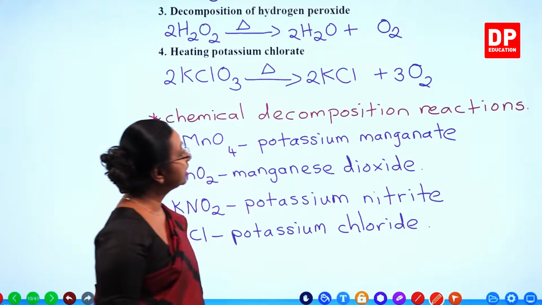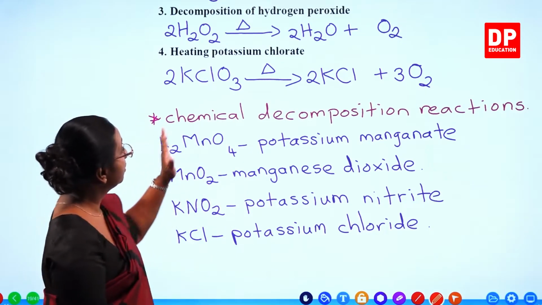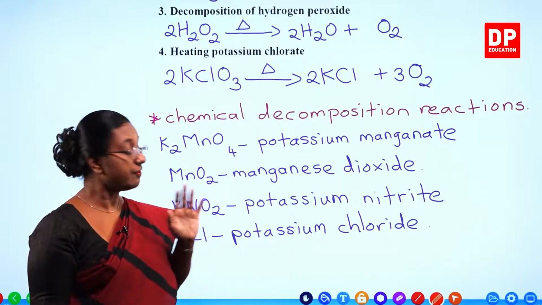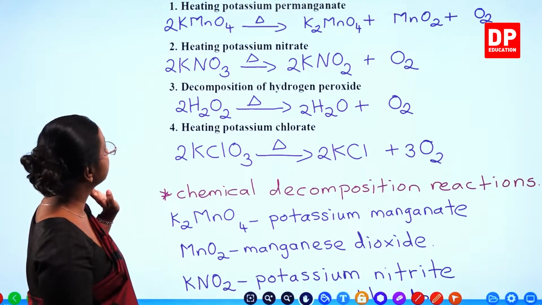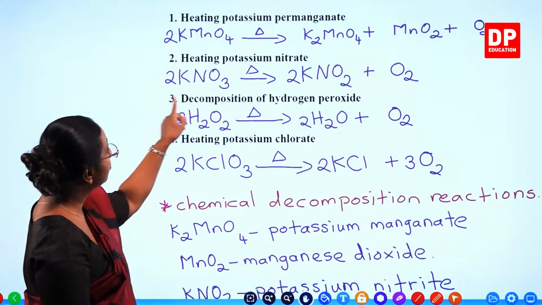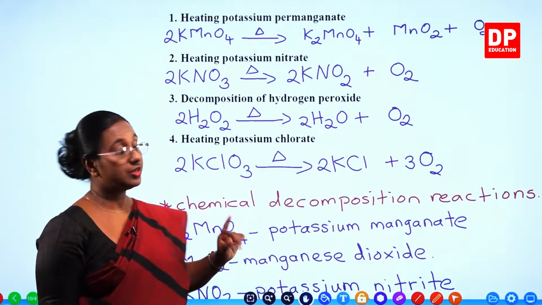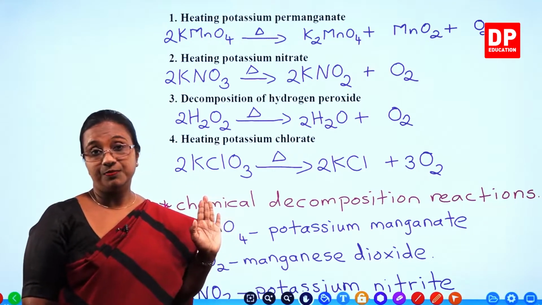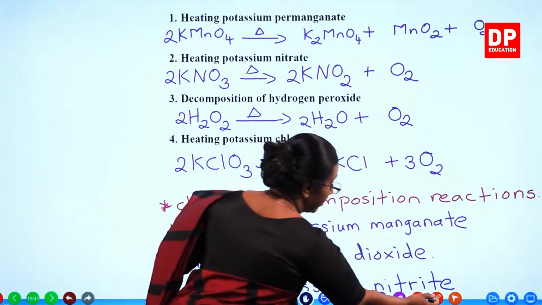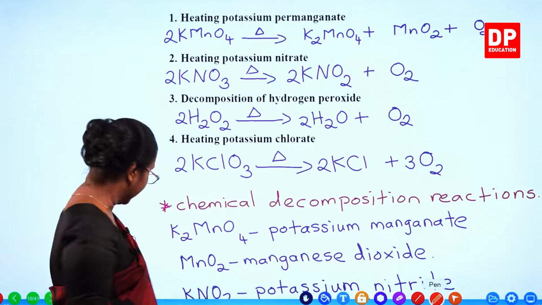So those are all the reactions related to production or preparation of oxygen gas. And all the reactions are chemical decomposition reactions. You should know their balanced chemical equations for all 4 reactions. Is that clear to you all? So with that, students, I will move on to the next slide.